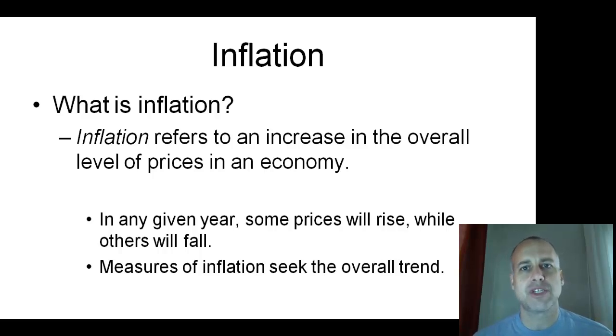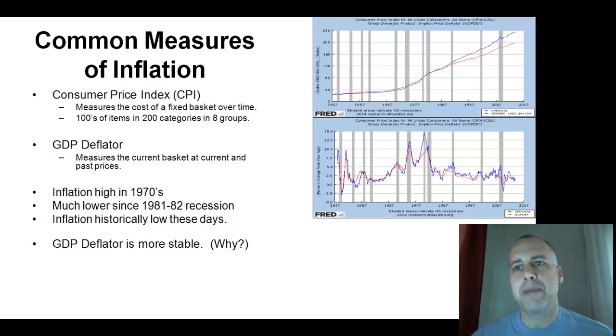In any particular year, some prices will rise and some prices will fall. Over time, we've seen the price of housing, for instance, rise, the price of gas rise, while the price of consumer electronics, for instance, usually falls, and some other things fall over time. So what a measure of inflation tries to do is to seek how the cost of living has changed over time, to see what's happened to the overall level of prices, including both those that are rising and those that are falling. Some common measures of inflation are the consumer price index and the GDP deflator.